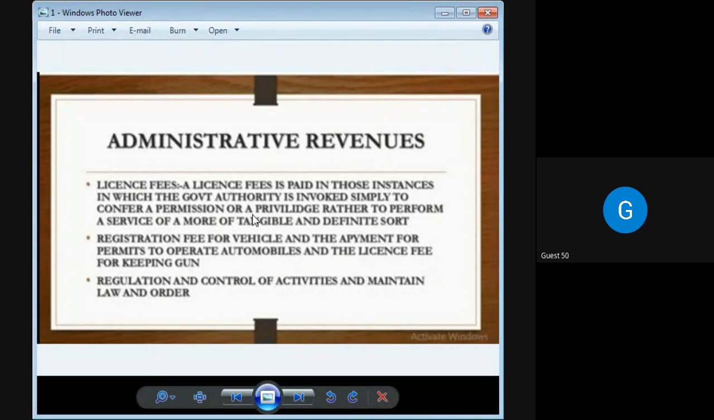You have just taken admission in your college, and there too you did registration. So registration is very important. Why? To identify how many people are registered for that particular service, and for that service the government charges registration fees. So registration fees can be one of the sources of administrative revenue. Okay, next: regulation and control of activities and maintaining law and order.